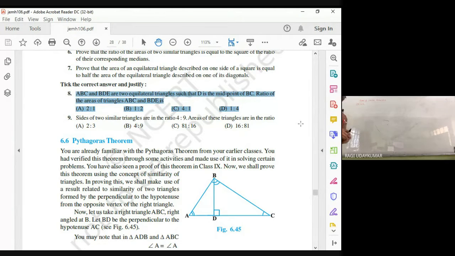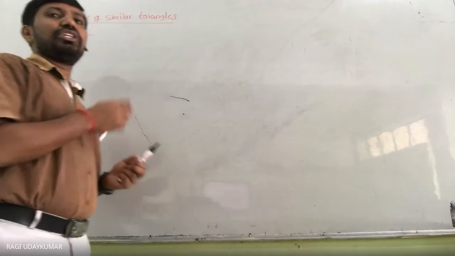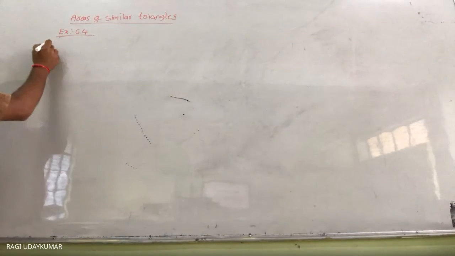So what is the question given? ABC and BDE are two equilateral triangles such that D is the midpoint of BC. The ratio of the areas of triangle ABC and BDE is the question. So first, whenever you read the question, you should be ready to draw the figure.